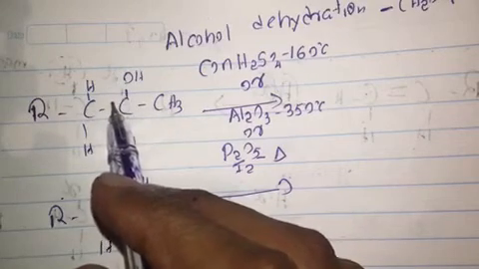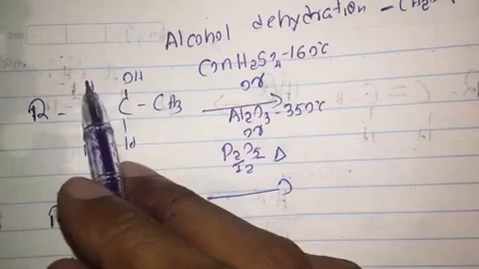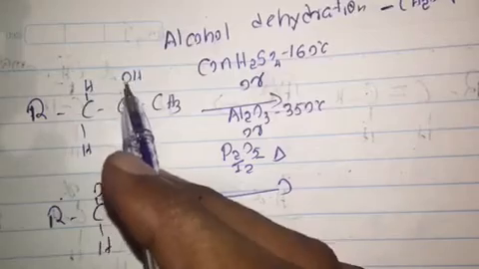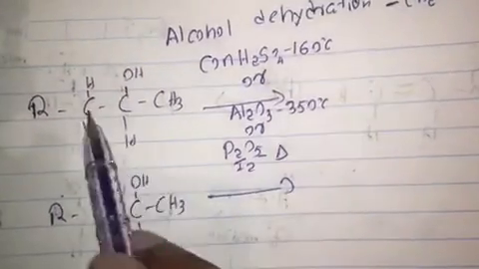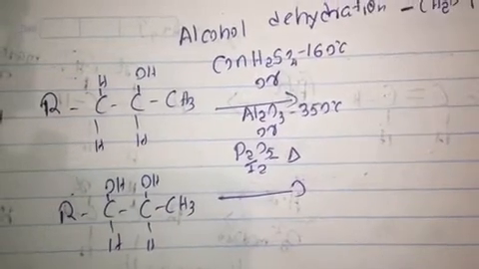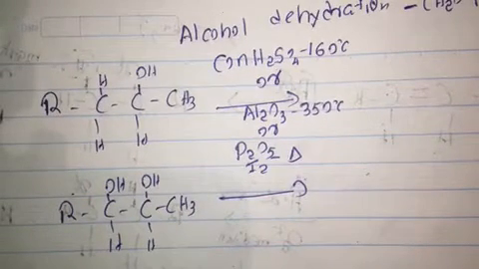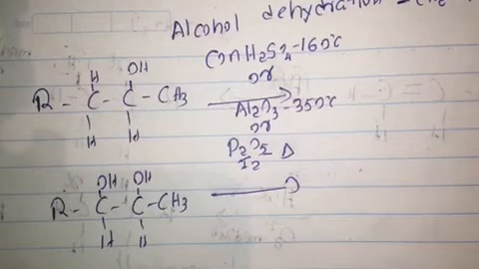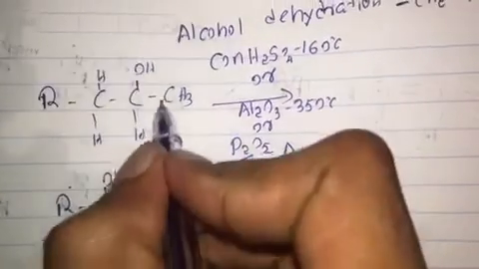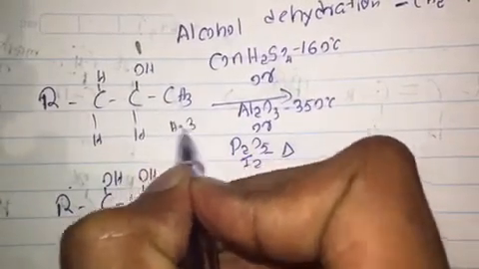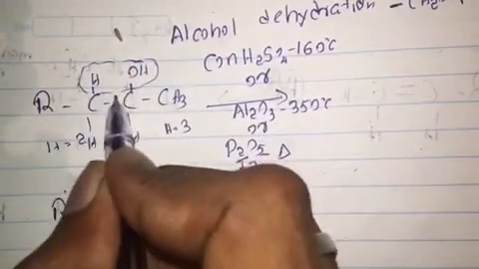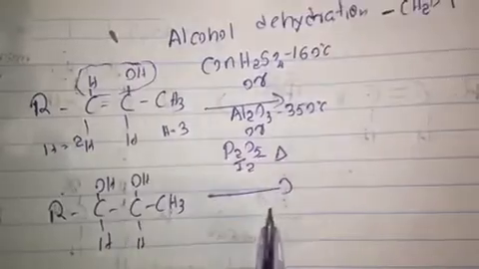We again use the Saytzeff rule to select which hydrogen is released with the OH group. According to the Saytzeff rule, hydrogen is removed from the carbon that has the lower number of hydrogens. See this one, this carbon has 3 hydrogens, this carbon has 2 hydrogens. Therefore, this OH group releases this side hydrogen, forming a new bond between these two carbons.